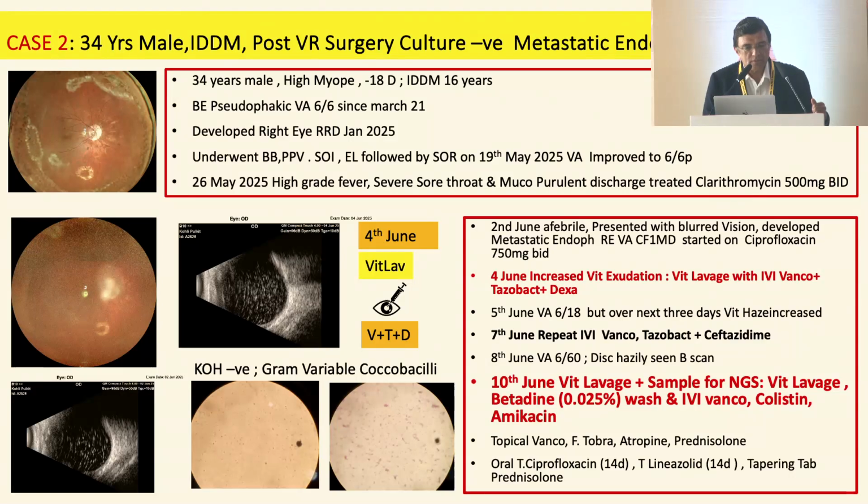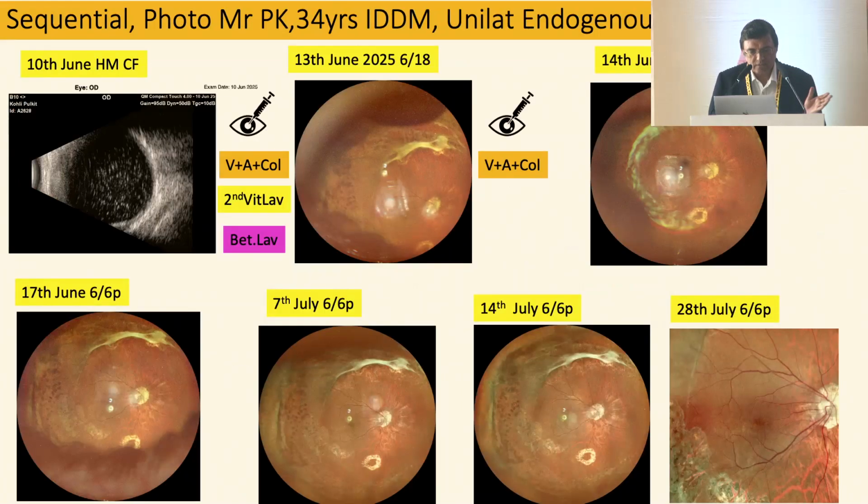This is case 2. This is a 34-year-old male diabetic, IDDM, who had VR surgery done, was culture negative, and he came to us after having undergone SOR. He developed a very severe throat infection, and following a throat infection which was mucopurulent, he developed probably an endogenous endophthalmitis. Some people may say that it was actually infective endophthalmitis. And this is just the sequence of things which I'm going to show you. He underwent vitreous lavage and vanco with the Tazobec and Decadron. So this is the sequence of events that occurred to him over a period of time.